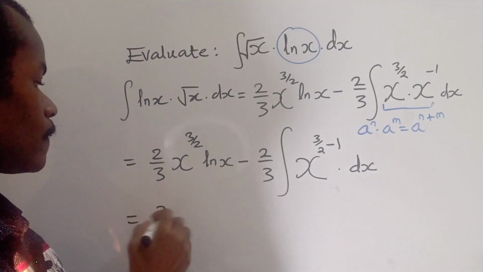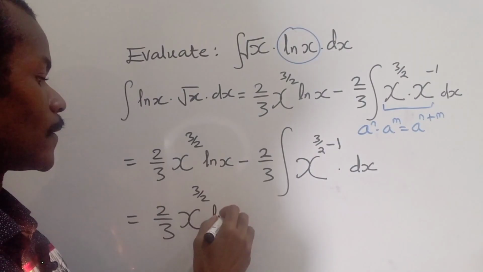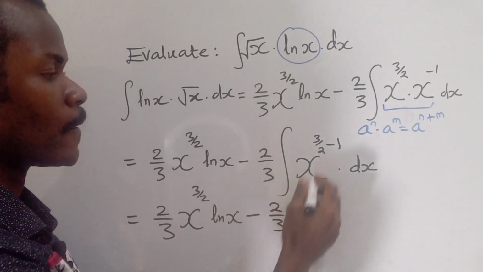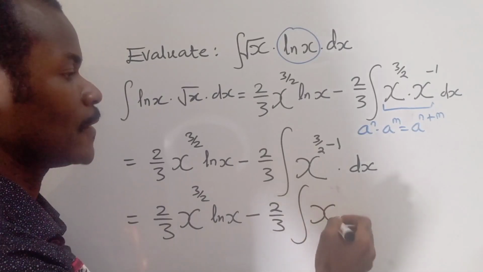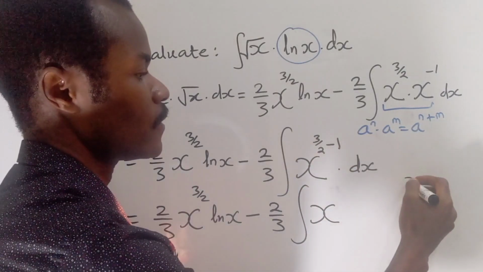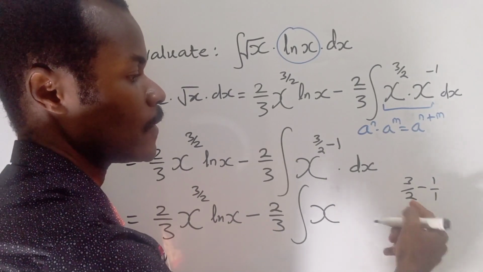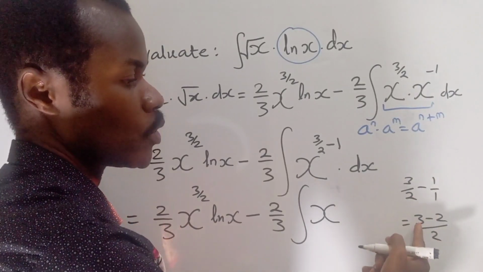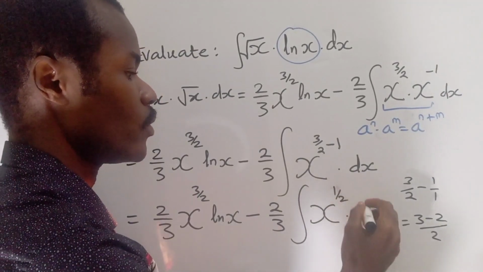So we have 2 over 3 x to the power of 3 over 2 natural logarithm of x minus 2/3 times the integral of x to the power of 3 over 2 minus 1. So we have 3 over 2 minus 1 over 1. This is going to be 3 minus 2 over 2, so we have 3 minus 2 is 1, so we have 1/2. So we have x to the power of 1/2.